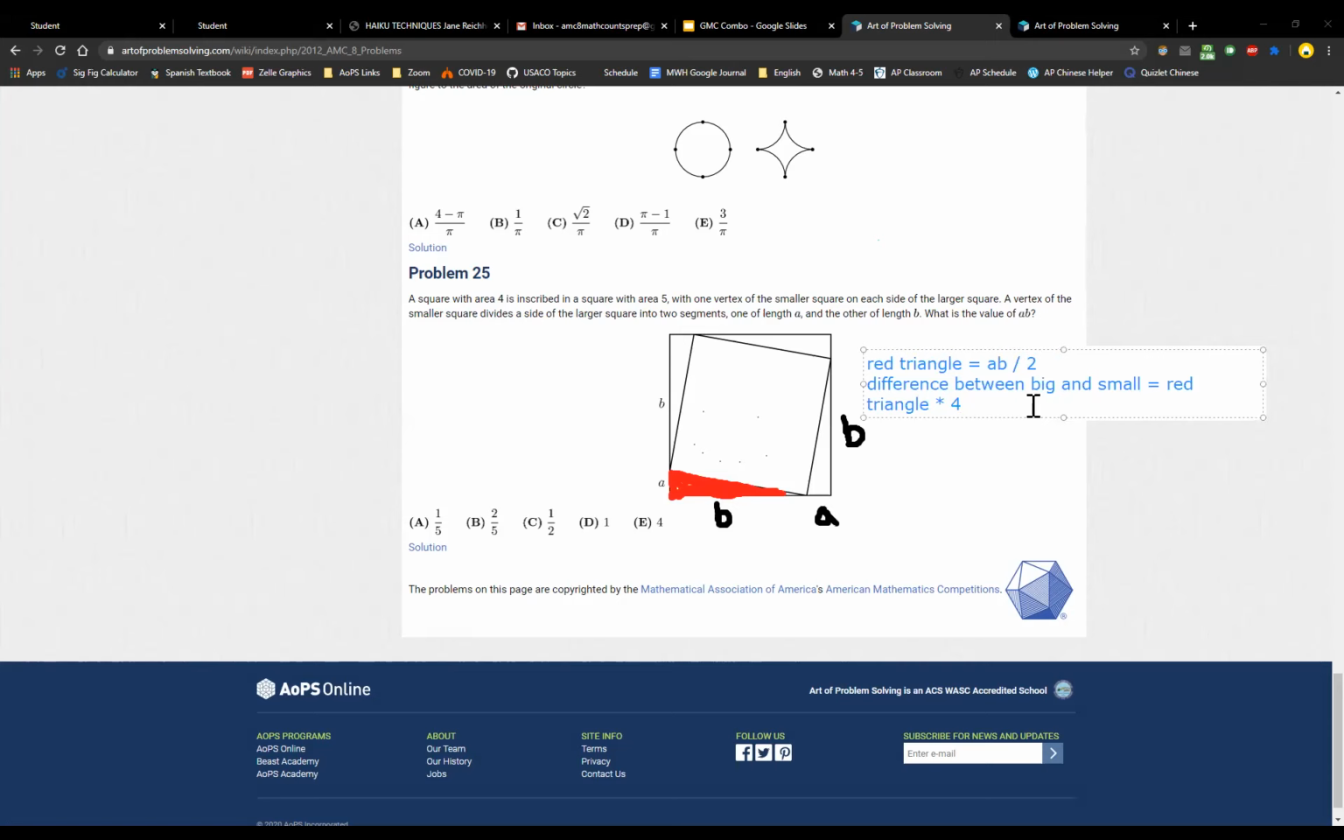Okay, so the next step is, you know that the difference between the two squares is 5 minus 4 equals 1. Yeah, Jennifer is right. The area of a red triangle is equal to 1/4. So we have AB over 2 equals 1/4, and AB equals 1/2. So the answer, as always, is C.